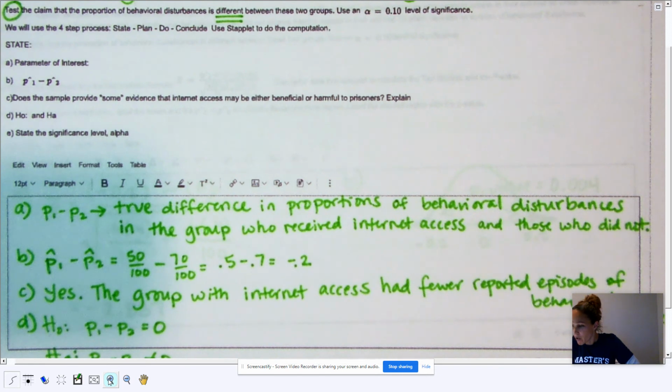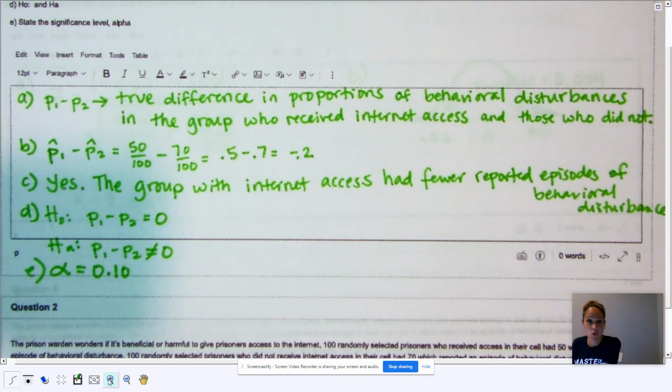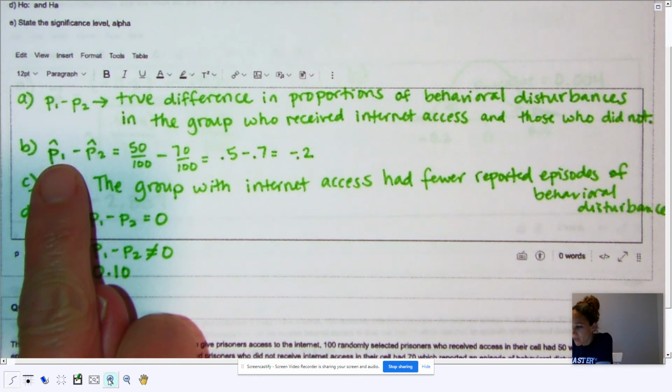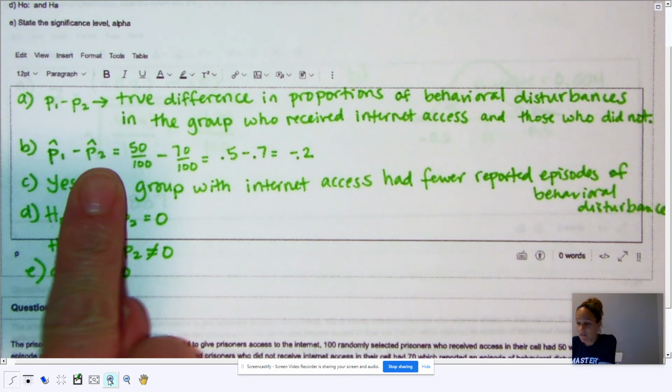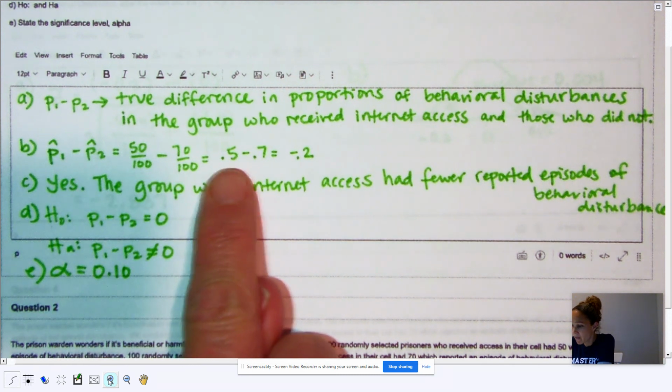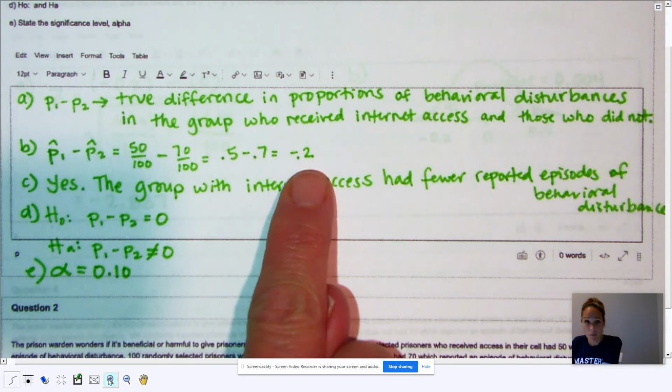So for the first part, we're supposed to state the parameter of interest. And that is P1 minus P2, which is the true difference in proportions of behavioral disturbances in the group who received internet access versus those who did not. And so the next thing we needed to calculate was the statistic, and that is the difference between our p hat values, which was 0.5 take away 0.7. And so we got a difference there of negative 0.2.